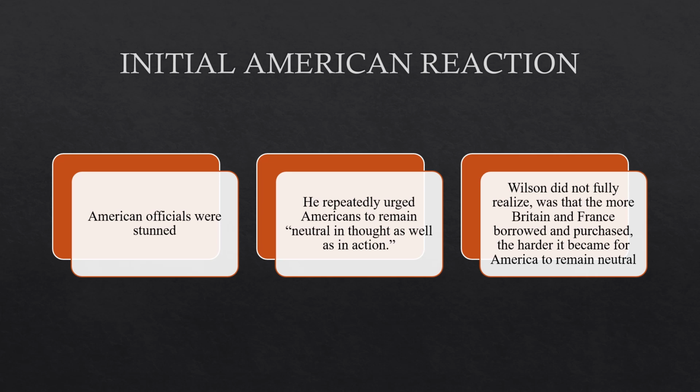Privately, however, he sought to ensure that the United States could provide Great Britain and France with as much financial assistance and supplies as possible. So, okay, for the public facing comments, yes, we have to remain neutral in thought as well as in action. But behind closed doors, he really wanted to provide Great Britain and France with as much financial assistance, with food, with supplies, right? He really wanted to bulk them up. Of course, they were our allies.